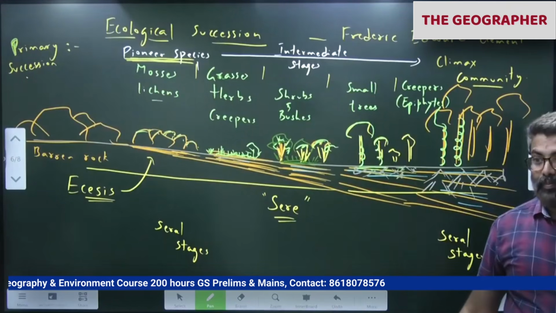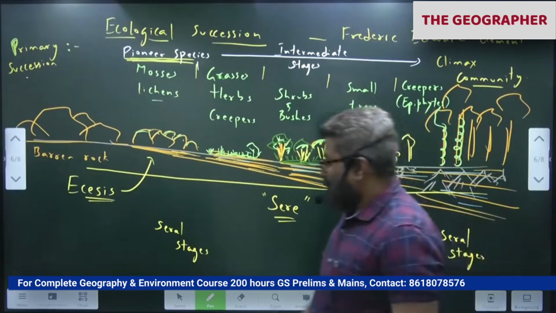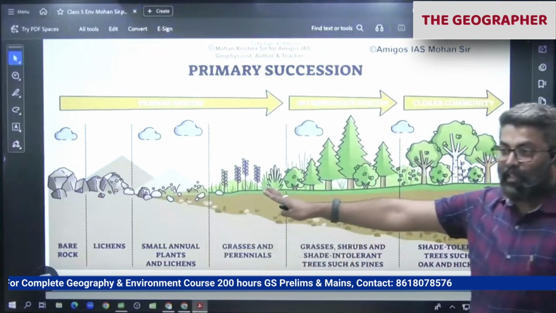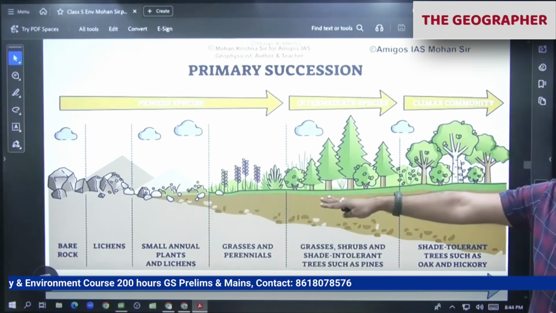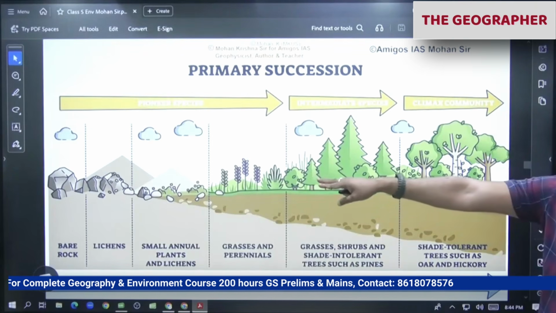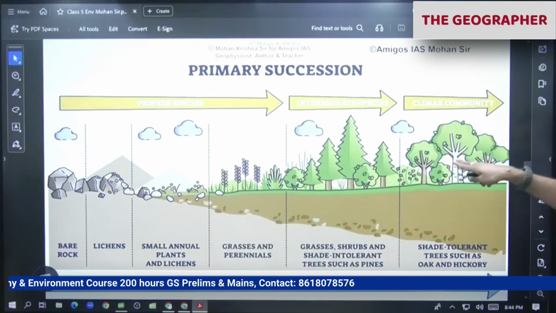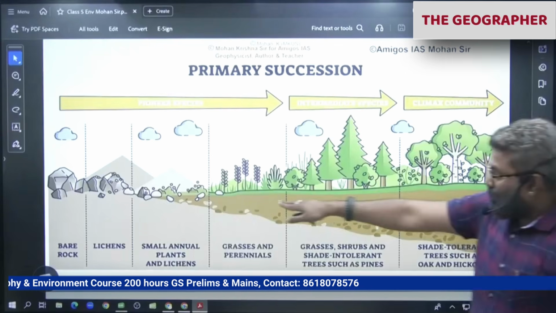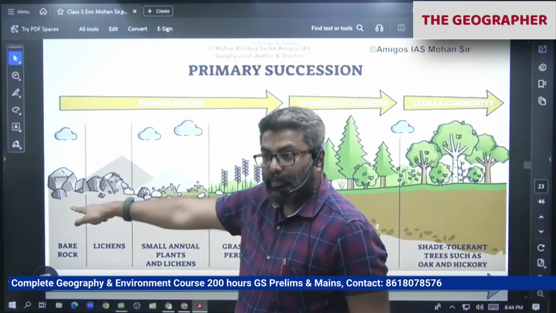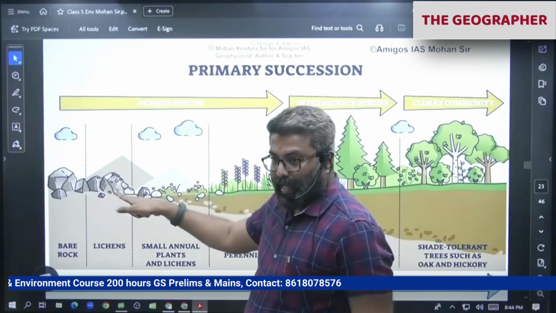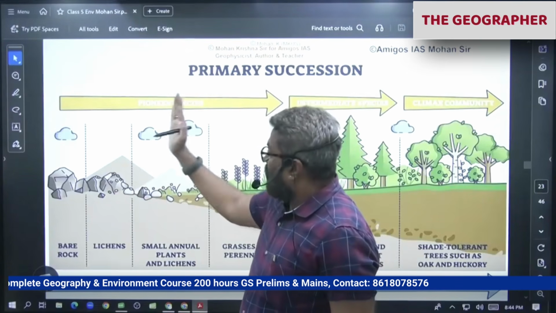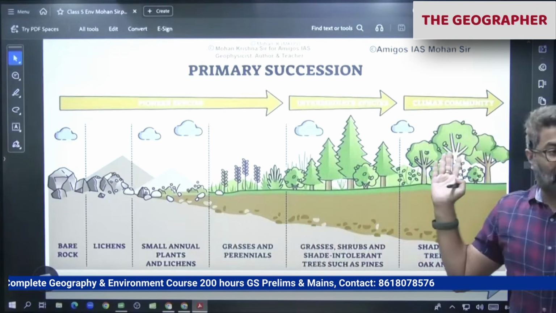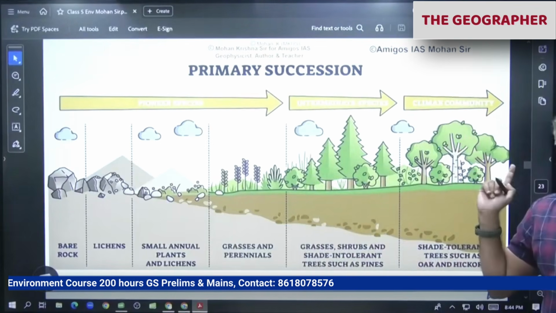That is biomes, to cover. See here, this is what we are discussing. From barren rocks and hills, see how slowly one species replaced the other. This is soil. Earlier there was no soil, there was only rock. So this is what we are trying to understand: primary succession, starting from pioneer species to a more climax, environmentally stable community.